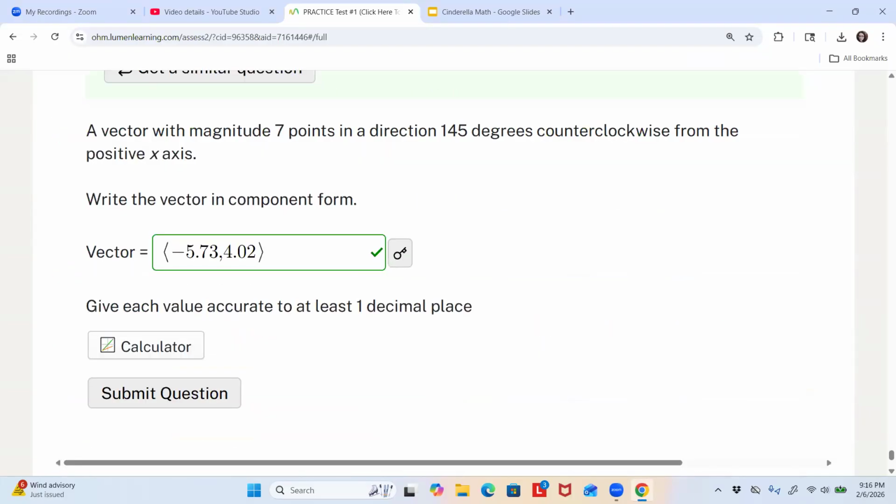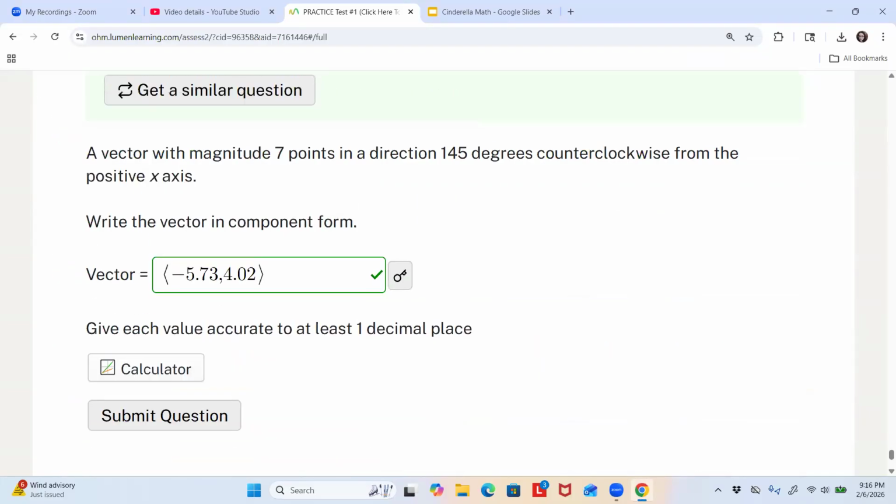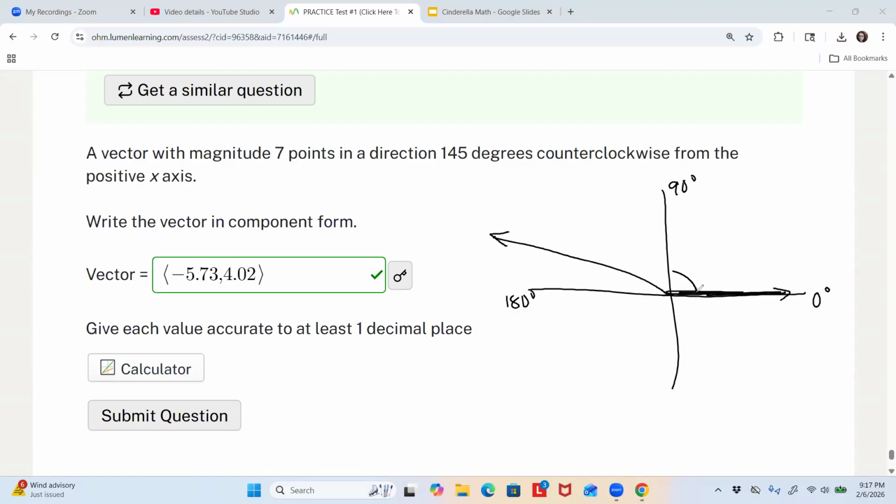Okay. And finally, number 30, a vector with magnitude 7 in a direction of 145. Write the vector in component form. So we kind of want to think about what that looks like. Here's 0 degrees. Here's 90. Here's 180. So 145 is something like that. That might be a little too big, but that's okay. You get my point. And magnitude 7 means the length of the vector is 7. Let me actually put that 7 on the other side.